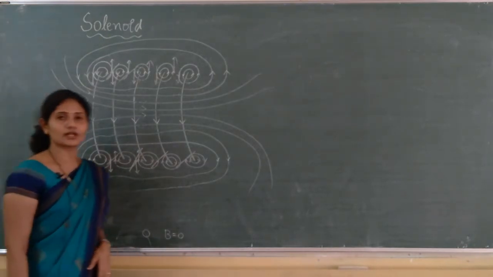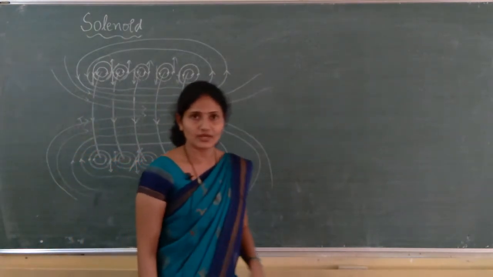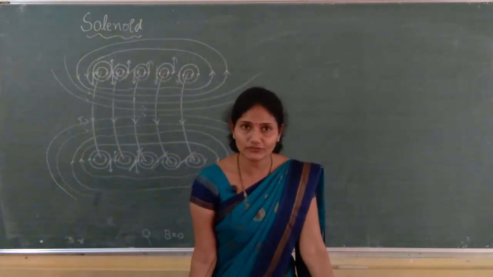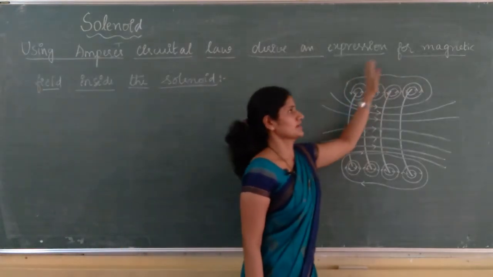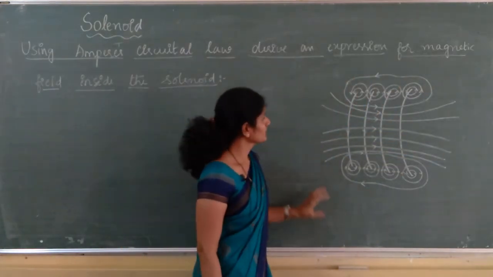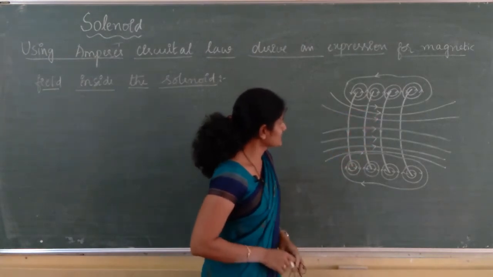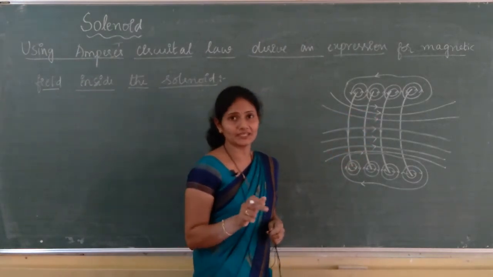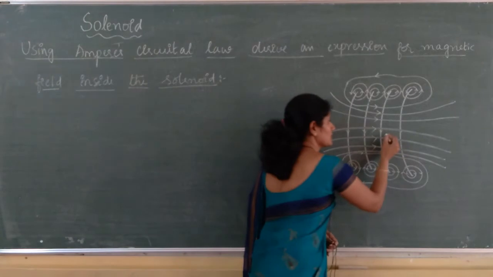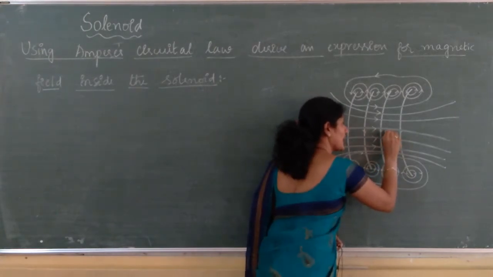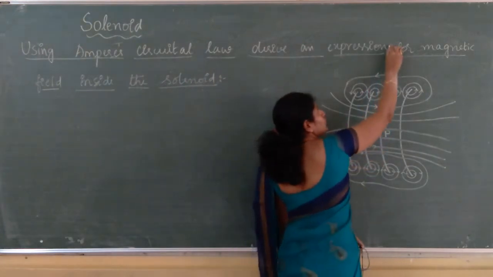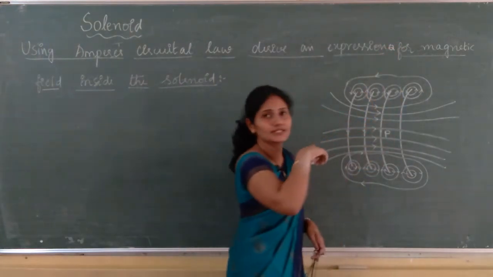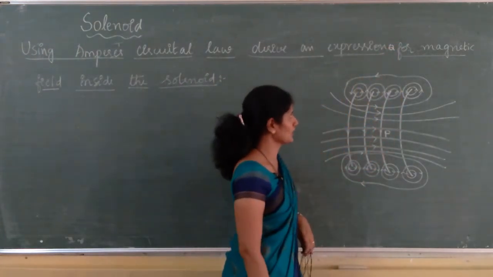Using Ampere's circuital law, let us derive an expression for the magnetic field inside the solenoid. This is the solenoid, and let us consider a point P inside the solenoid. Q is a point which is outside the solenoid.